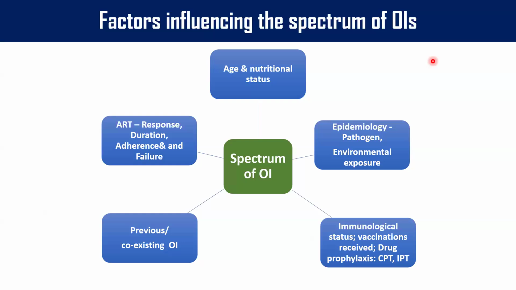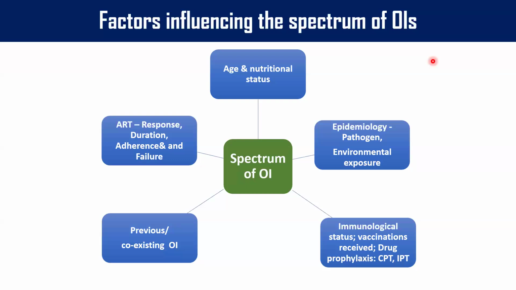For example, in the season of dengue, any febrile child, you need to suspect dengue rather than any rare opportunistic infection. Similarly, environmental exposure. What is this child exposed to in the family? If there is exposure to tuberculosis in the family, that will be the common cause in that particular situation. Similarly, what is the immunological status? What is the CD4? Vaccination received. Drug prophylaxis, CPT prophylaxis, IPT prophylaxis. Previous or a coexisting OI.